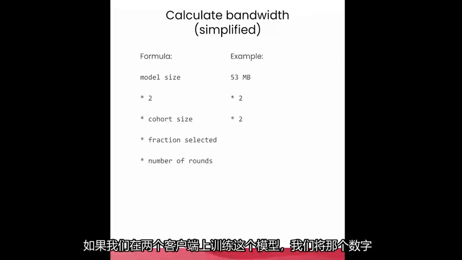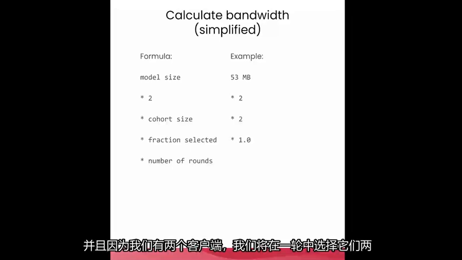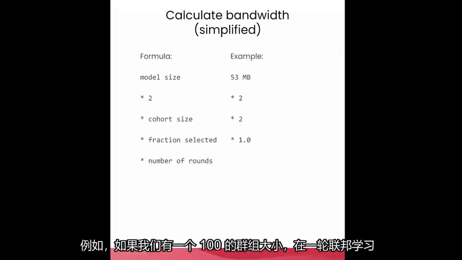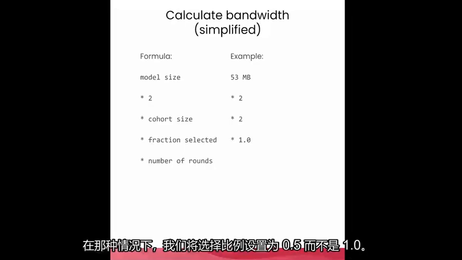If we train this model across 2 clients, we multiply that number by 2. And because we have 2 clients, we'll select both of them during a single round. If we had, for example, a cohort size of 100, it would be reasonable to select only 50 of them during a single round of federated learning. In that case, we would set fraction selected to 0.5 instead of 1.0.